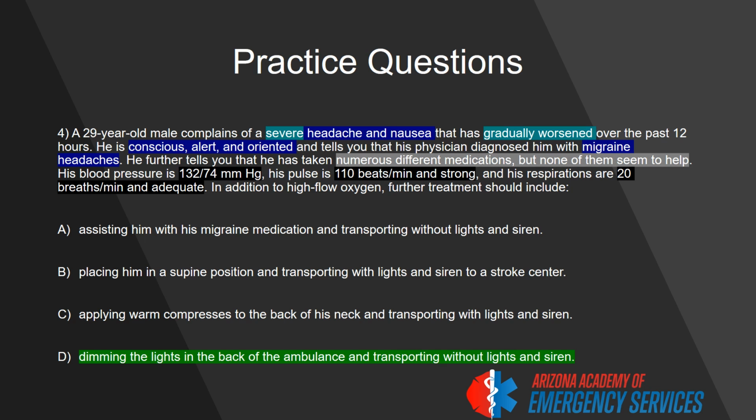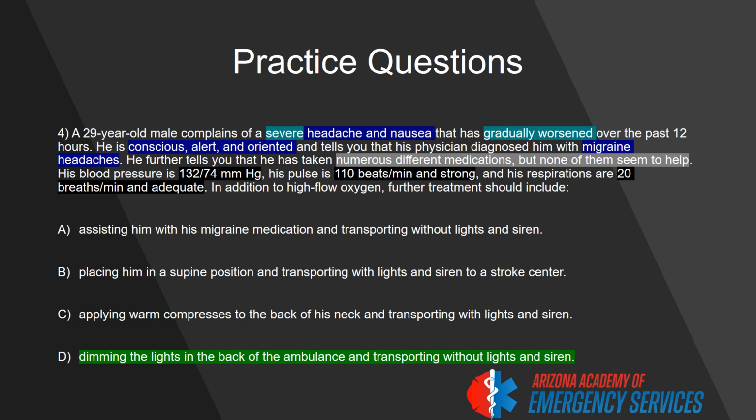Usually in my experience, patients that are having migraines would rather have something that's cool, like an ice pack applied to the forehead or to the back of the neck. And again, you are more than welcome to offer that to the patient as part of their treatment. But the thing that makes answer option C wrong, again, is transporting with lights and sirens.